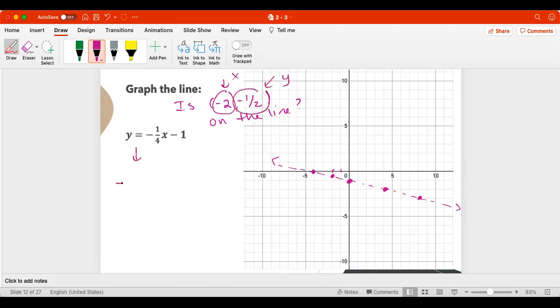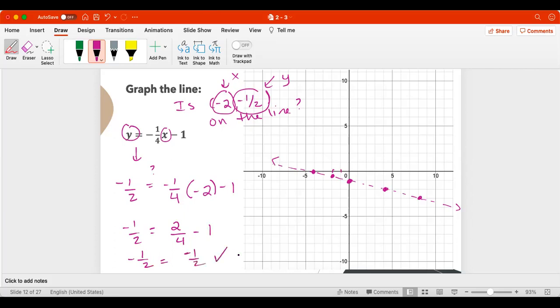So is it true that -1/2, the y value, is equal to -1/4 times the x value, which is -2, minus 1? Are these equal? So I get -1/2. I'm going to simplify this section over here. A negative times a negative is a positive, so 2/4 minus 1. So this is -1/2 on the left. This is a positive 1/2, and if I have a half and I subtract 1, I get -1/2. If I get a true statement, then that point is on the line.